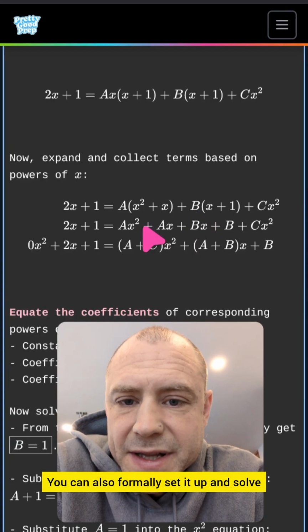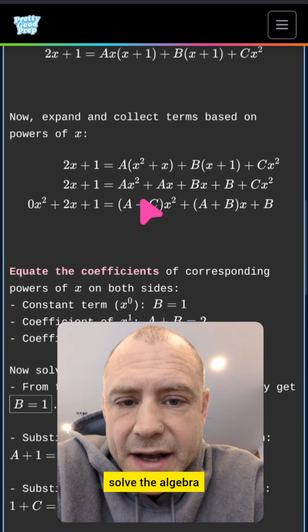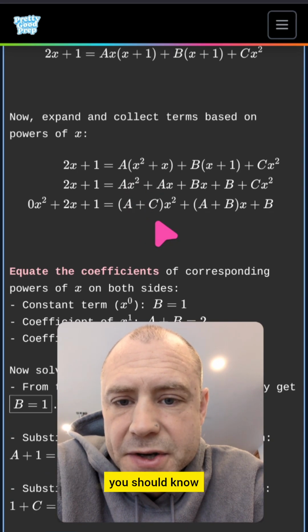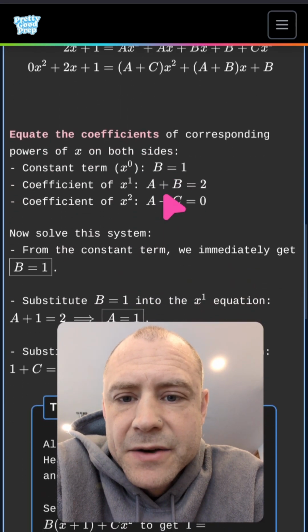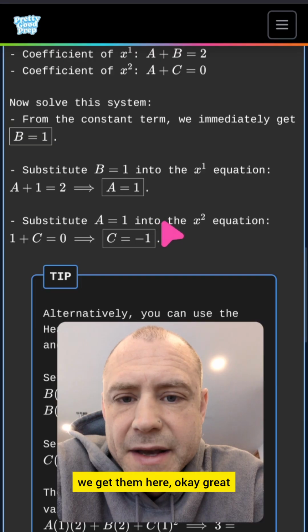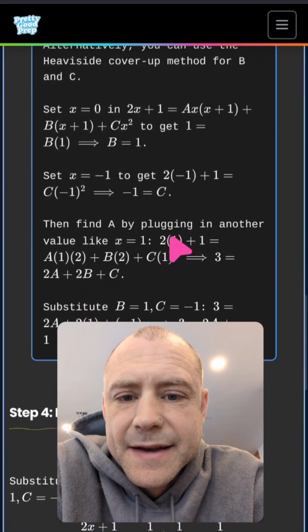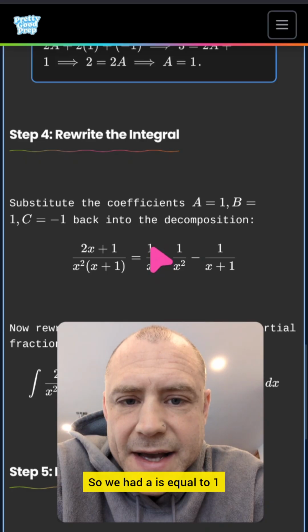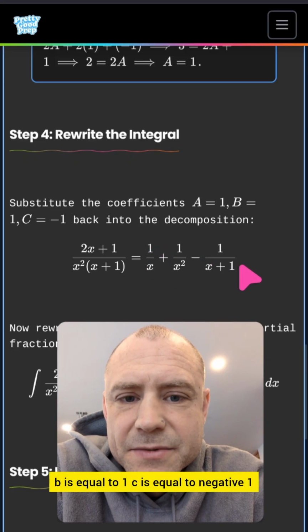You can also formally set it up and solve the algebra. This is the typical way that it's done, and it works totally great. You should know how to do that, absolutely. We solve for the coefficients. We get them here. Okay, great. So now we can rewrite that initial fraction that we had, that decomposition, with their values. So we had A is equal to 1, B is equal to 1, C is equal to negative 1.